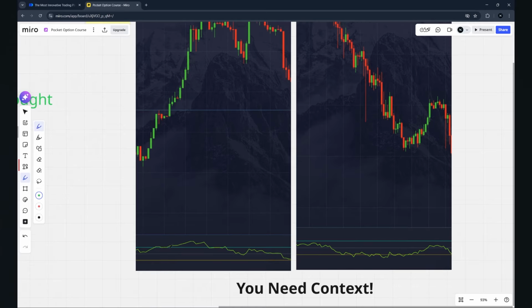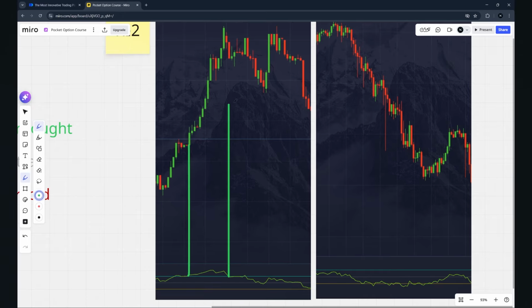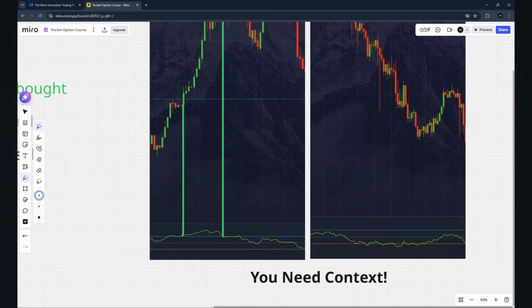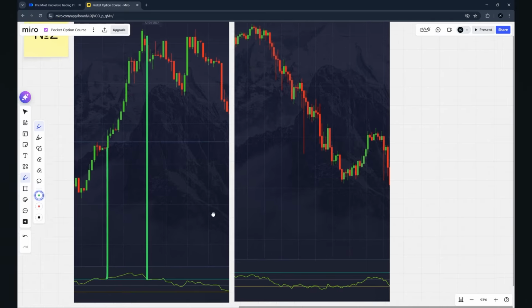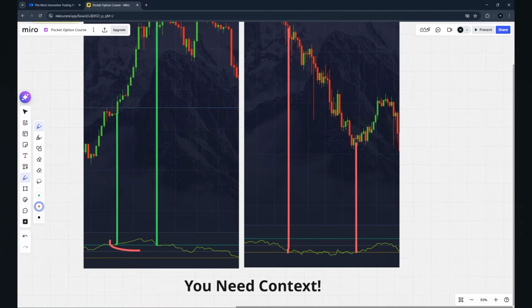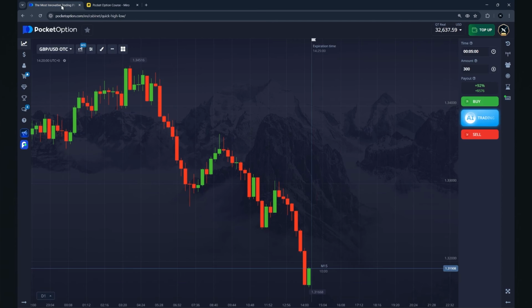So I will show. Here, we see overbought zone. Here, quite a long oversold zone for 2 or 3 days. And here it is. I will use a red one. Oversold zone. Here overbought zone. Here is oversold zone. So let's go to the platform.